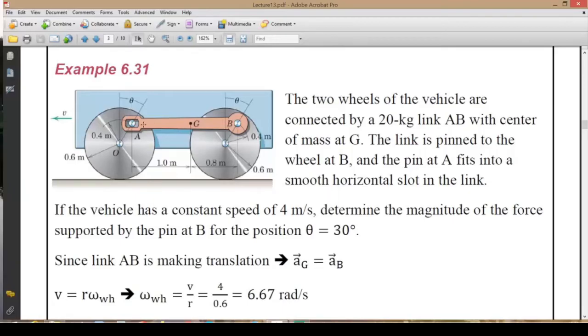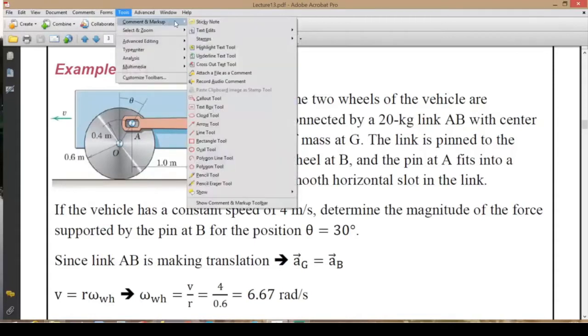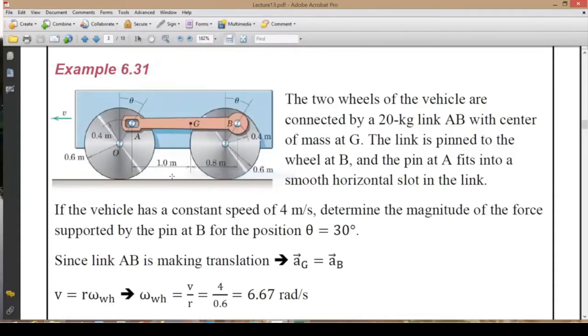In this question, we have a vehicle with two wheels, and the assumption here is that the wheels are rotating without slip. Therefore, there is a direct kinematic relationship between the vehicle speed and the angular velocity of the wheels. This goes for also the acceleration of the vehicle and the angular acceleration of the wheels. The relationship is through this radius, which is 0.6 meters.